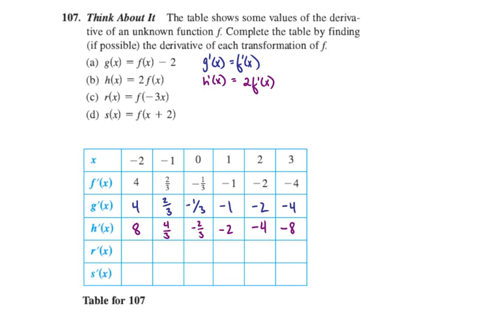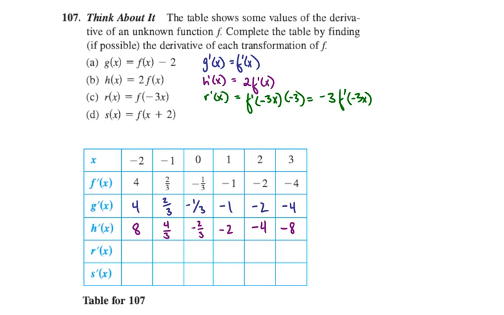Now r of x is f of negative 3x. So this is a function composition, and it's going to involve the chain rule. So r prime of x will be the derivative of the outside, leave the inside alone, or f prime of negative 3x, then times the derivative of negative 3x, which is negative 3. And so that will give negative 3 times f prime of negative 3x. Now what that tells us to do is, for any given x value, multiply that x value by negative 3, then find the value of f prime at that new number, and multiply that by negative 3. So let's see what that means.